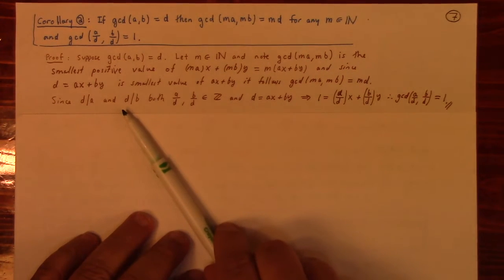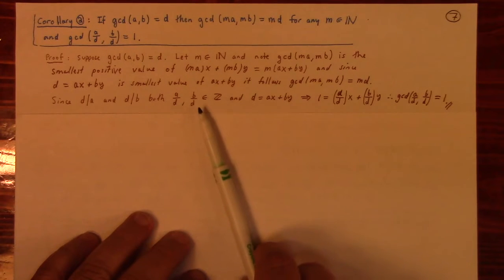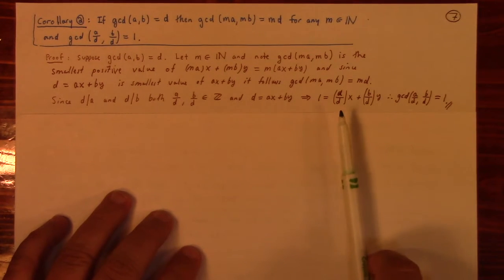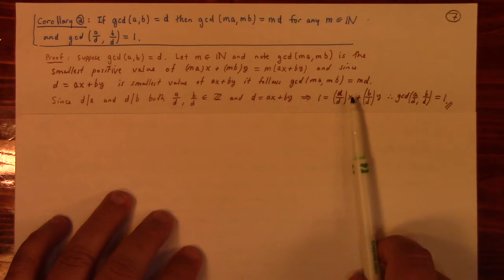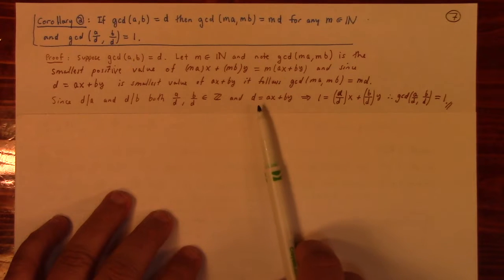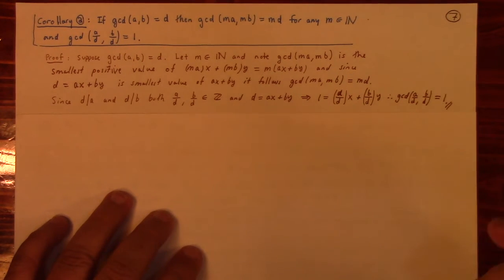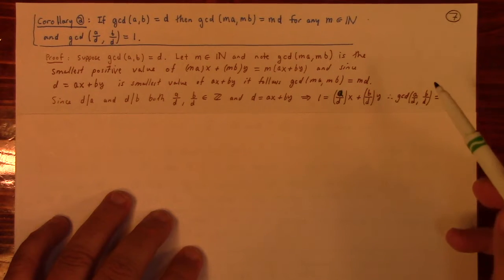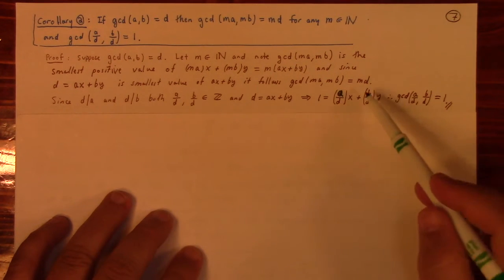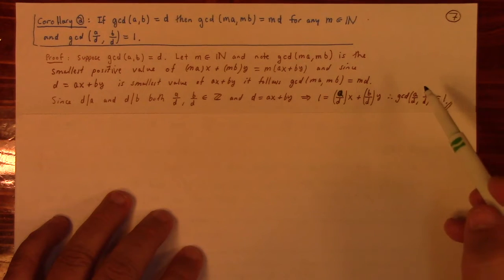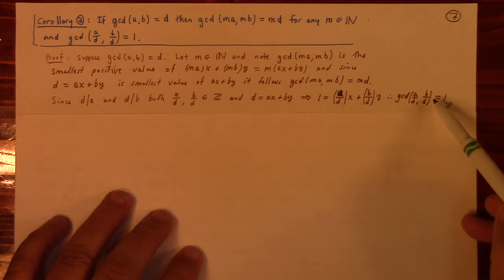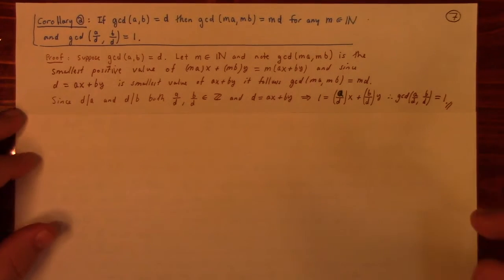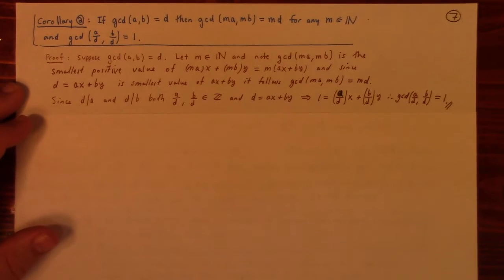Now since d divides a and d divides b, that means a over d and b over d are integers. And since d is equal to ax plus by, dividing by d gives me 1 is equal to a over d times x plus b over d times y. These are integers, right? Equal to 1. But hey, if there's an integer linear combination equal to 1, that means that the GCD of a over d and b over d is 1, because we had that result. They're coprime if and only if there's an integer linear combination equal to 1. So there you have it.